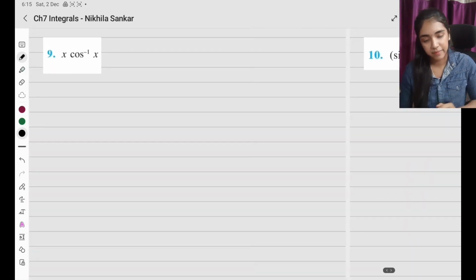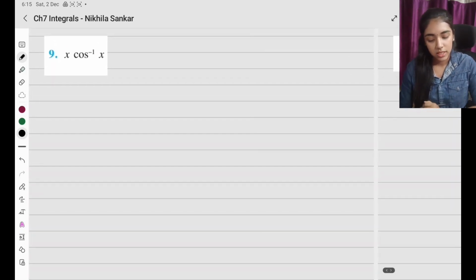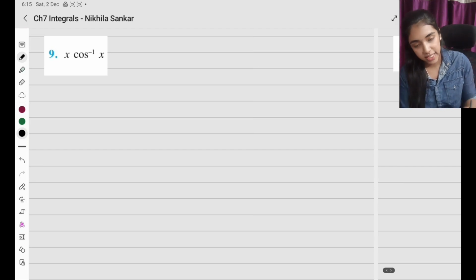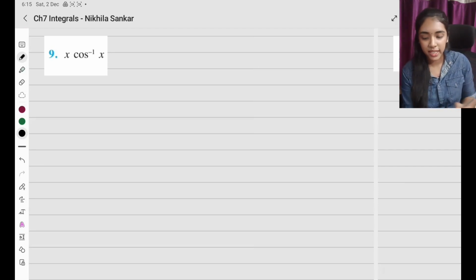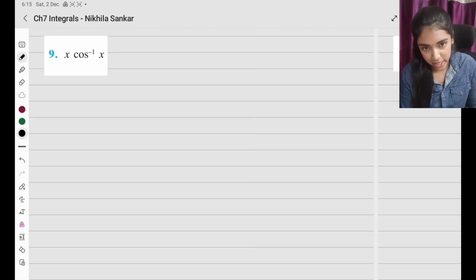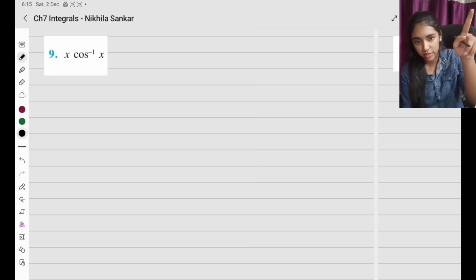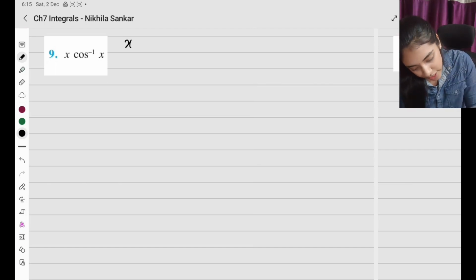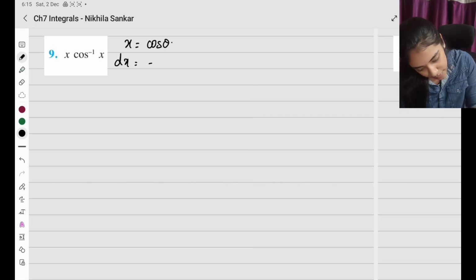Question number 9. Again I have the inverse trigonometric function. So in the இடத்துல cos inverse of x kume what do you get? X divided by square root of 1 minus x square nu kadaikum. So you have a square root in the denominator. So na enna panna poren? I'm going to take x equals cos theta. So dx equals minus sin theta d theta.